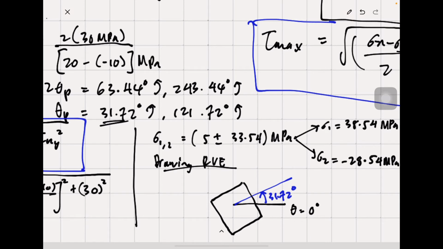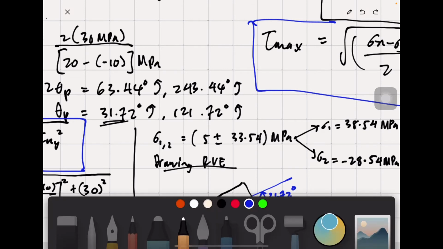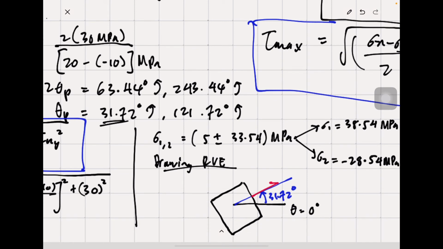That is the angle 31.72, and the value for this is 38.54, the principal stress 1 megapascal. Similar on the opposite direction, and the negative 28.54 is going downward on the stress element with the value of 28.54 megapascal. So this is the answer for question number 1, principal stresses, and draw its RVE.